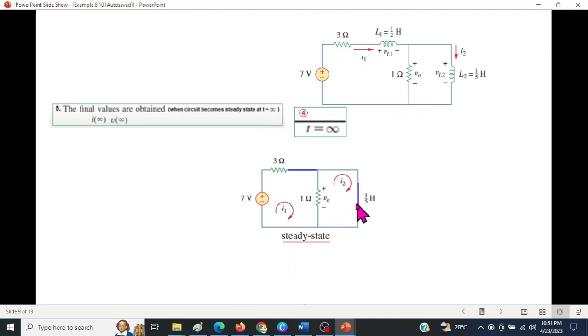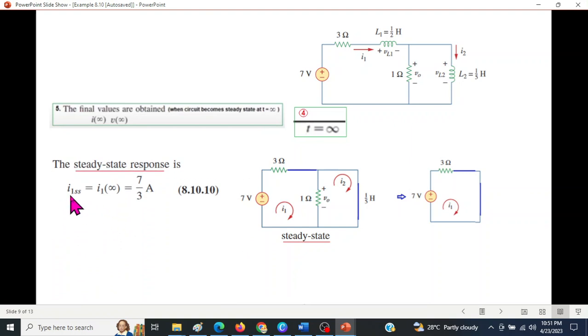Actually, you can also think of this, that 1 ohm in parallel with 0 ohm, so the whole result will be 0 ohm. So our circuit will become like this. And from here we can calculate I1, which we'll call I1 infinity, which will be voltage divided by resistance. So I1 steady state or I1 infinity will be voltage divided by resistance, 7/3 ampere.